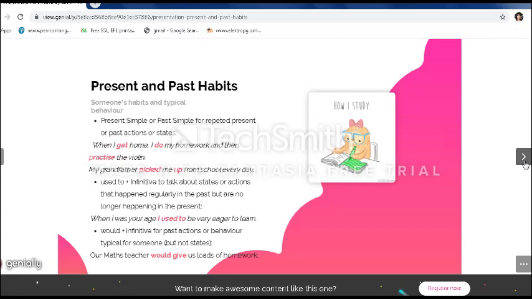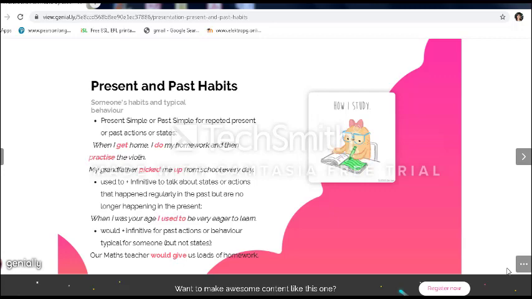When we use used to plus infinitive, we are talking about states, as in the example with verbs like be, have, believe, and like, or actions that happened regularly in the past but are no longer happening in the present. We do not use this structure to talk about single past actions. When I was your age, I used to be very eager to learn. I didn't used to fall behind with my schoolwork. Did you used to like chemistry?